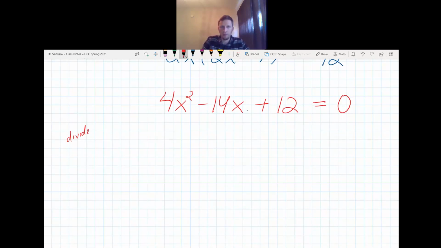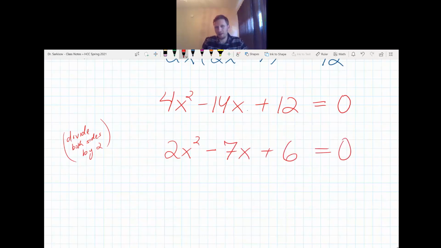So divide both sides by 2, because everything is divisible by 2. Now we get what? 2x squared minus 7x plus 6 is equal to 0, making it look easier for ourselves. I like doing that. I think this is a lot easier to work with.